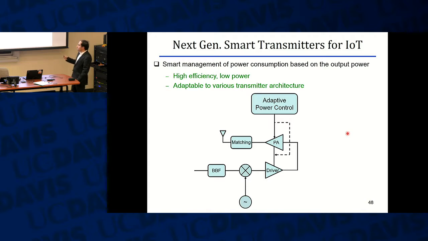You can reuse some of this current in your driver or other stages that you have, and at the same time have adaptive power control. This work we've done is not yet published, but we were able to boost efficiencies at really low power to 40%. At around minus 10 dBm, we had 40% efficiency, which was really good because we can control this power, we can reduce this, we can reuse some of these supplies. So our design is practically just a fraction of this. Okay.